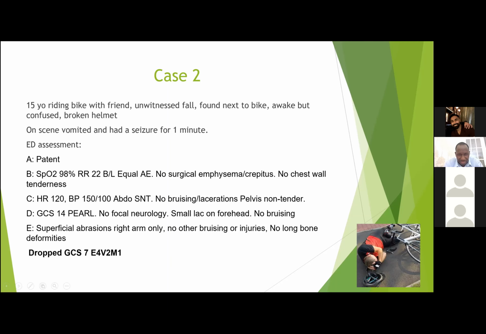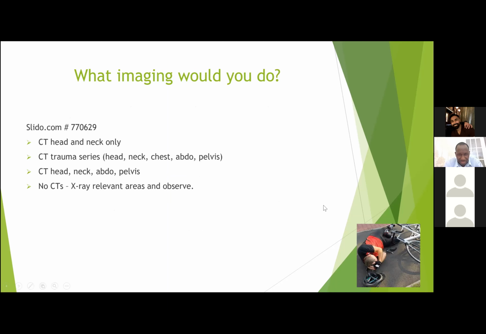So if you can get the Slido up again, it's the same code. If you just go back to Slido and choose what imaging you would do at this point. So CT head and neck only, a CT trauma series, CT head, neck, abdo, pelvis, leave the chest out, or no CTs and just X-ray relevant areas and observe.